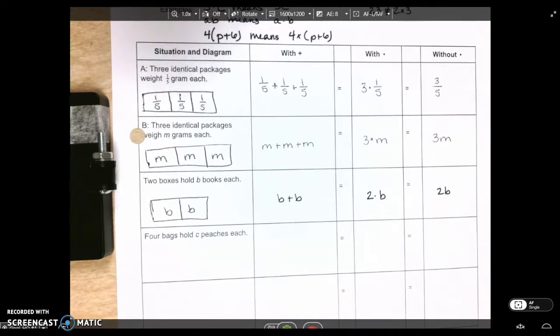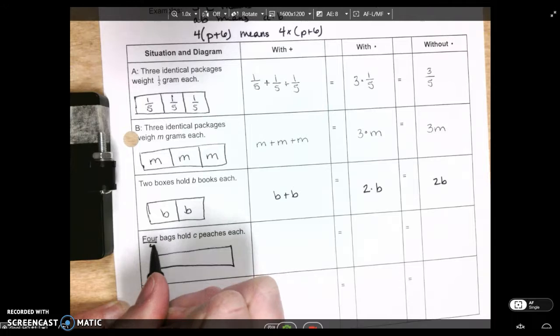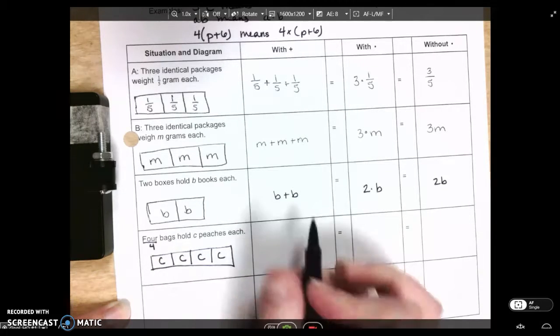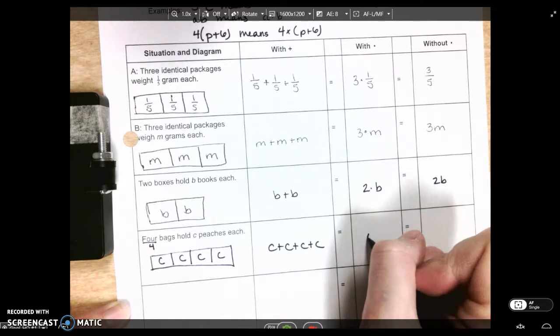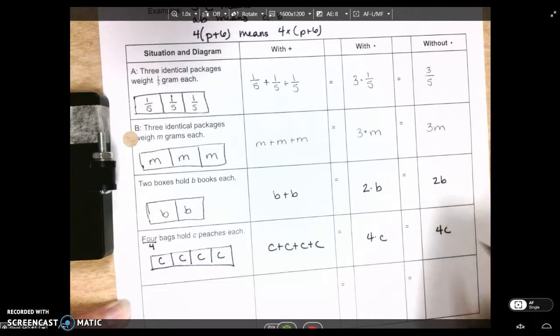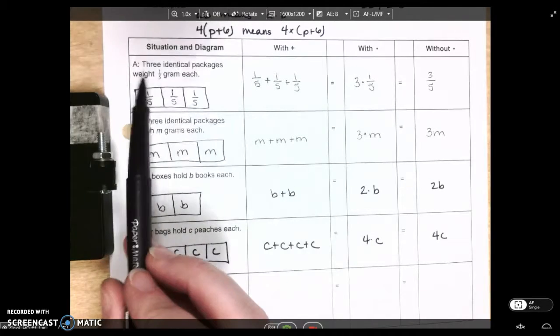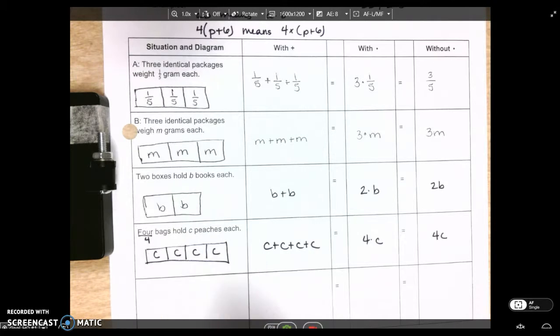Now how about this one? I have 4 bags hold C peaches each. So I'm going to draw 4, because I see 4. C, C, C, C, which is the same as, if I'm looking for total weight, C plus C plus C plus C, which is 4 times C, which is the same as 4C. Now the reason that we're making sure that we have a good understanding about this is because we're not just going to be using situations like this with algebra. We're also going to be using equations and algebra tiles.